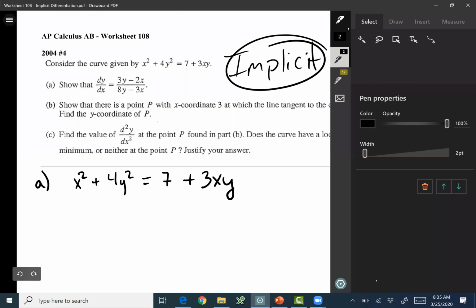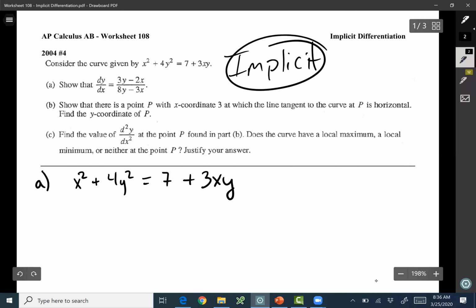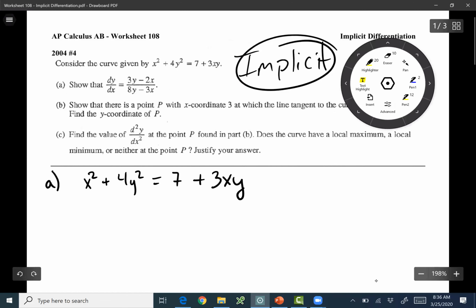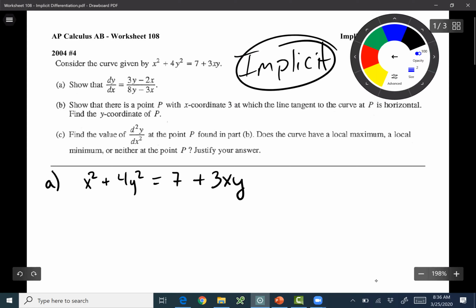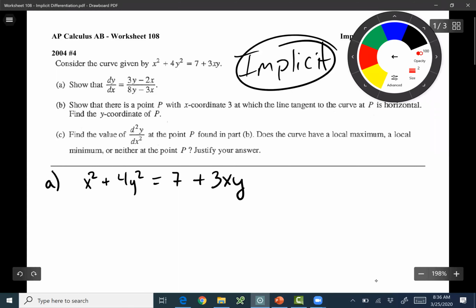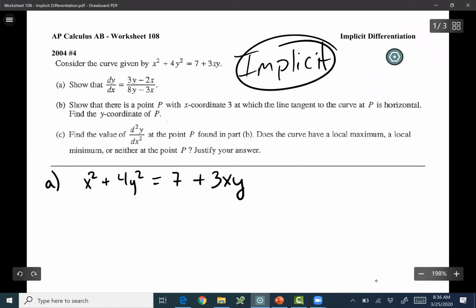Sorry, I'm trying to use a new app and I'm trying to figure out, there we go. That's what I was looking for. So I like to kind of just go d dx, d dx.